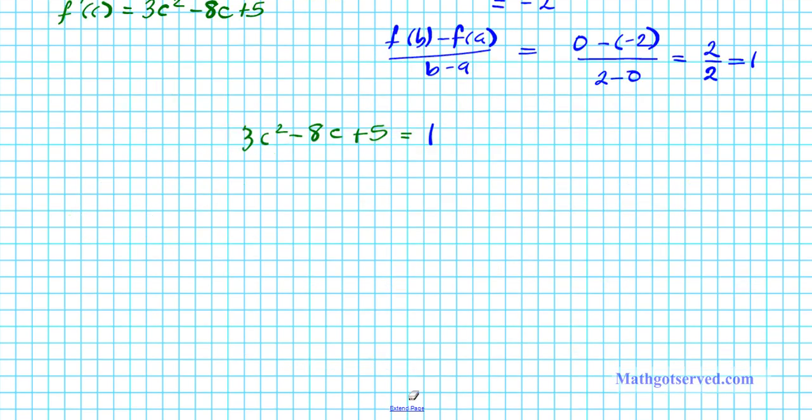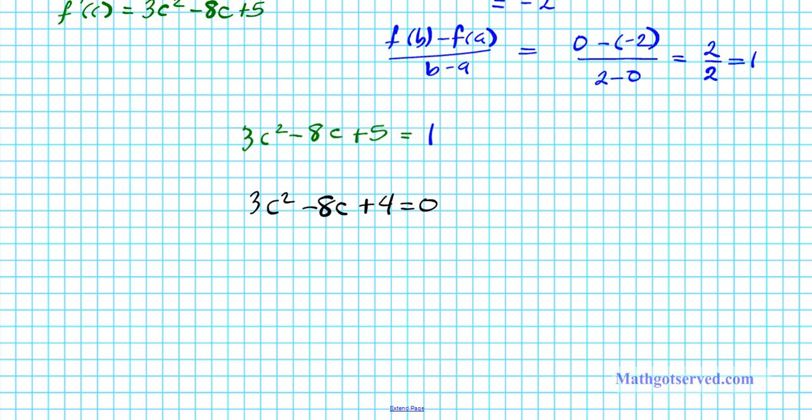Okay, now we have a quadratic equation, so let's go ahead and solve it. In order to solve this quadratic equation, we want to put it in standard form first. So we'll have 3c squared minus 8c, subtract 1 from both sides, plus 4 equals 0. Okay, factor this by grouping.